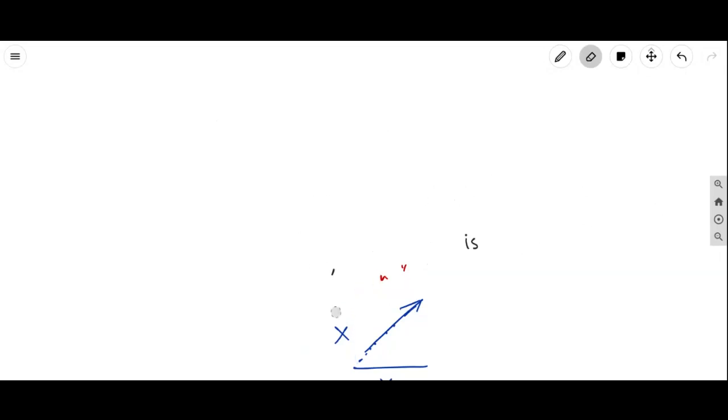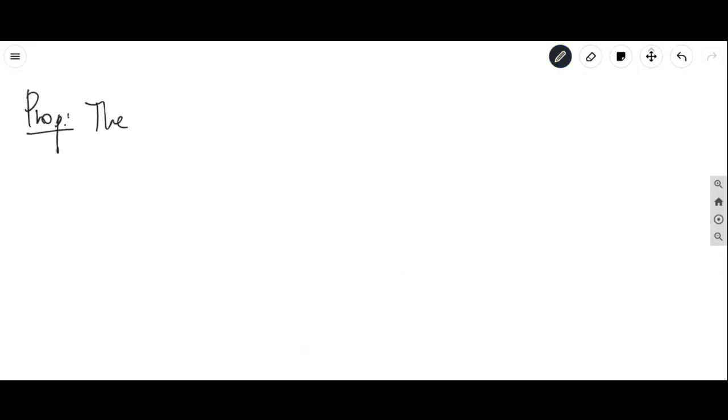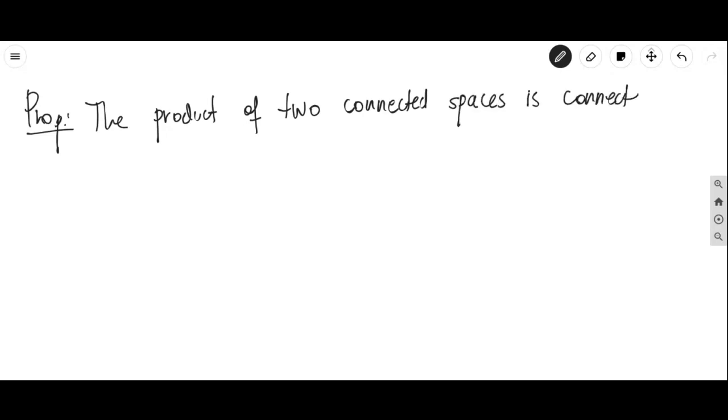And then we have something similar with connected spaces. So let's say the proposition: the product of two connected spaces is connected. So this one is actually harder to prove. Moncrief puts in some work in showing it. It's not too hard.